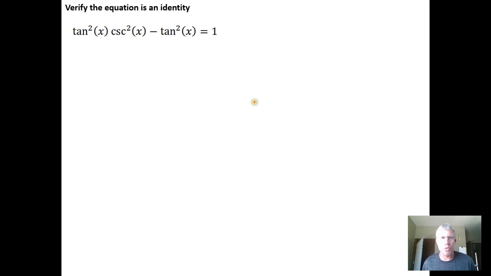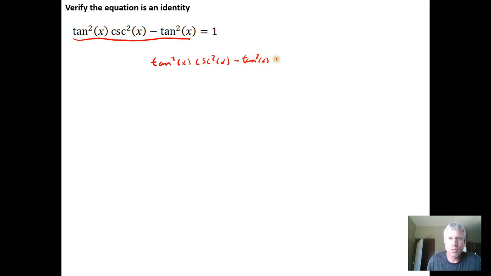So I could have taken a different approach to the same identity, and this is just to drive home the idea that there isn't a right way to do these. Again, start by writing the more difficult looking side. Just transcribe it. Tangent squared of x times cosecant squared of x minus tangent squared of x equals, and then let's rewrite these two. Tangent squared is equal to sine squared of x over cosine squared of x, times cosecant squared of x, which is the same as 1 over the sine squared of x, minus the tangent squared of x.